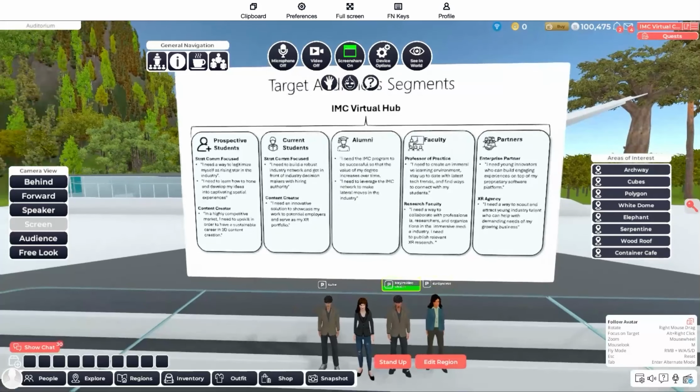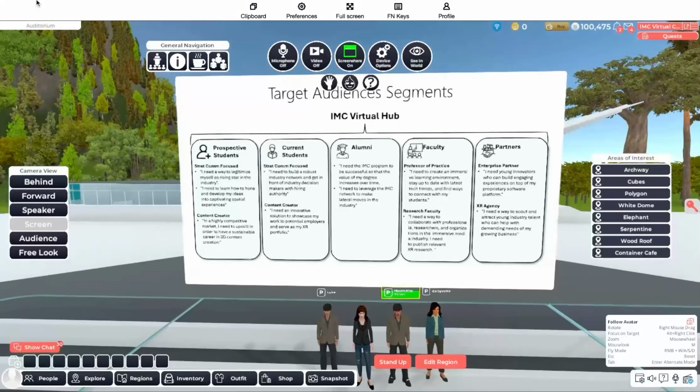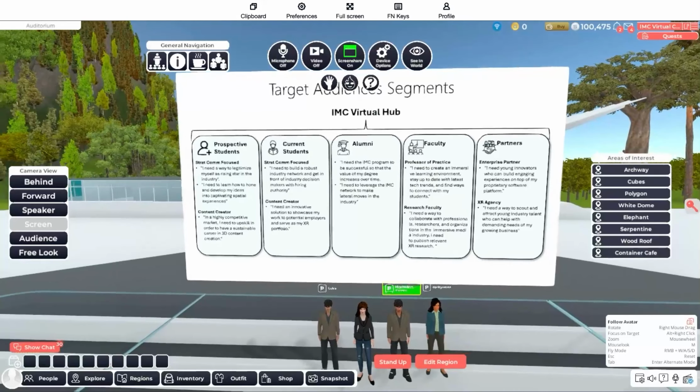So before we can develop something that aligns with our SMART XR marketing objective, we first need to understand the various stakeholders that we need to take into consideration, right? Our team identified 5 key stakeholders that we want to create this platform or hub for. The first one is prospective students, as well as current students and alumni. You could think of these as the same stakeholder, but at various points in their journey with the IMC program. And we break up prospective students and current students into 2 categories.